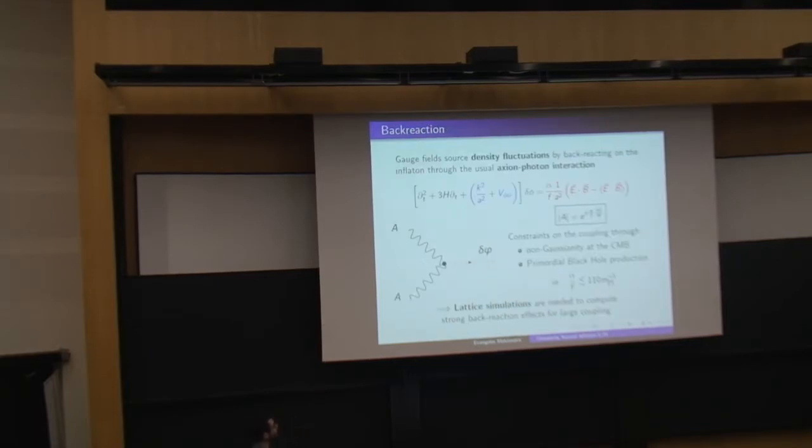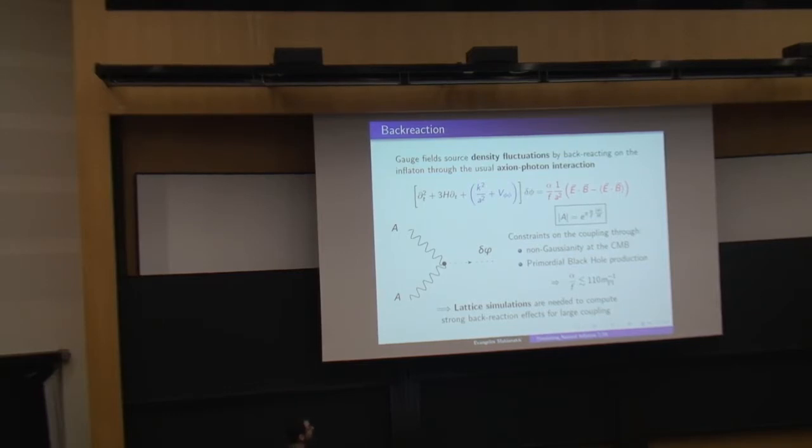The interaction vertex is the same as the one we use to hunt for solar axions. In that case, we have a B field, an axion from the sun scattering off to produce a photon. Here we have this exponentially enhanced gauge field scattering off the inflaton producing inflaton fluctuations.